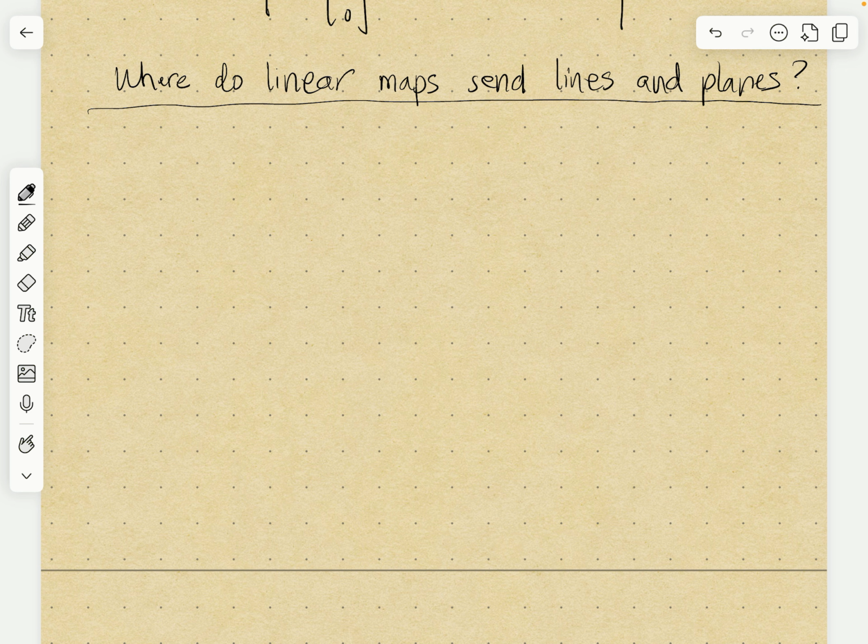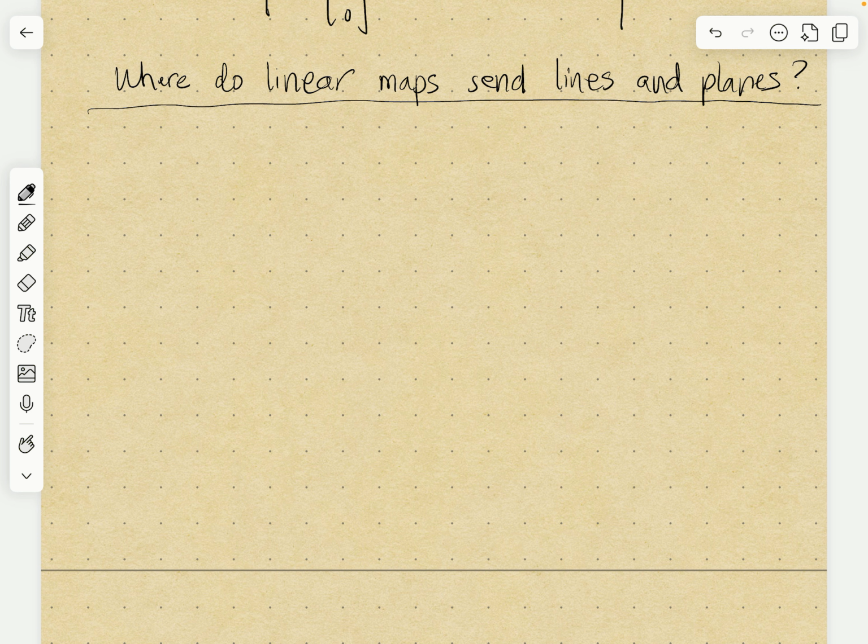And the topic of this video is: where do linear maps or linear transformations, they're the same thing, send lines and planes? So we know that when you have a linear transformation, it will take points in Rn to points in Rm if you have an m by n matrix. And where do these matrices send entire lines and planes?